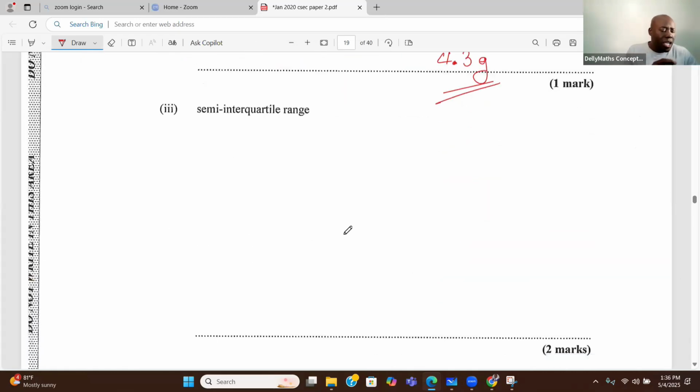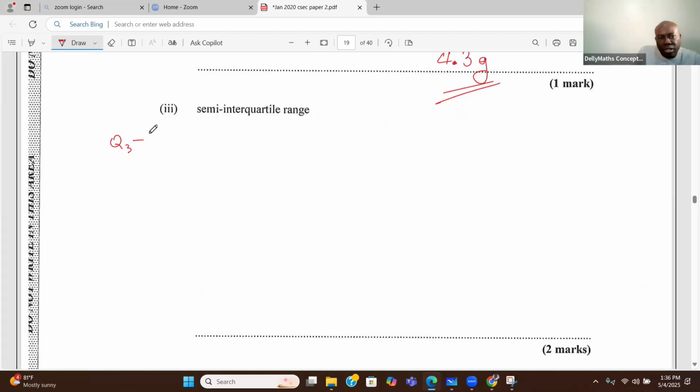Semi-interquartile range. In order to get this, one has to know what it is. What is the semi-interquartile range? You need to know interquartile range. Interquartile range is Q3 minus Q1. Q3 was this, the upper quartile. Q1, we haven't found that. We're going to have to go search for that. So this is interquartile range. Semi is half, so this is what we're doing. We have a number for this. We only need Q1. Q1 is 25% of the sample.